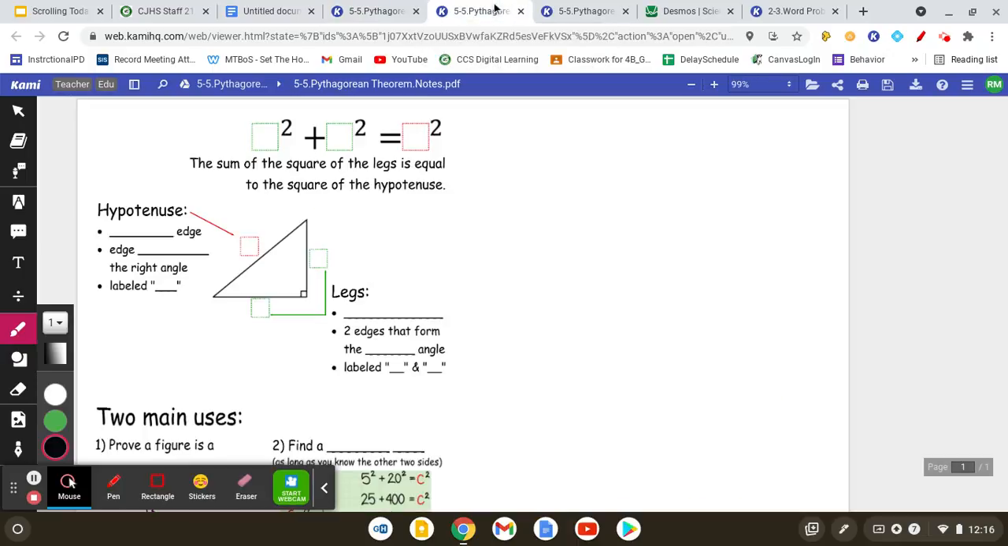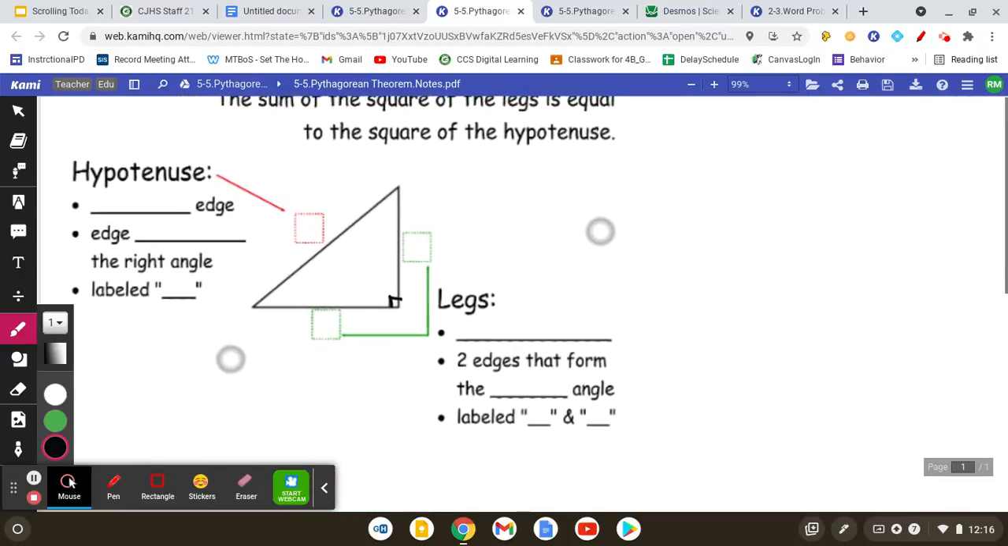Okay, so you should have your notes out. They should look like this. Let's go ahead and go over some vocabulary terms for a right triangle. So the first vocab term that we are going to talk about is the legs of a right triangle. So you see the picture here is an example of a right triangle. It has a 90-degree angle. That's this little box here that lets us know that it's a 90-degree triangle.